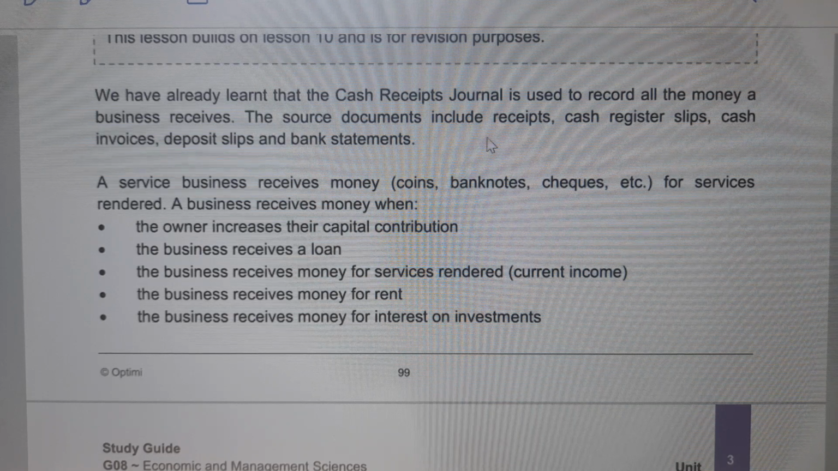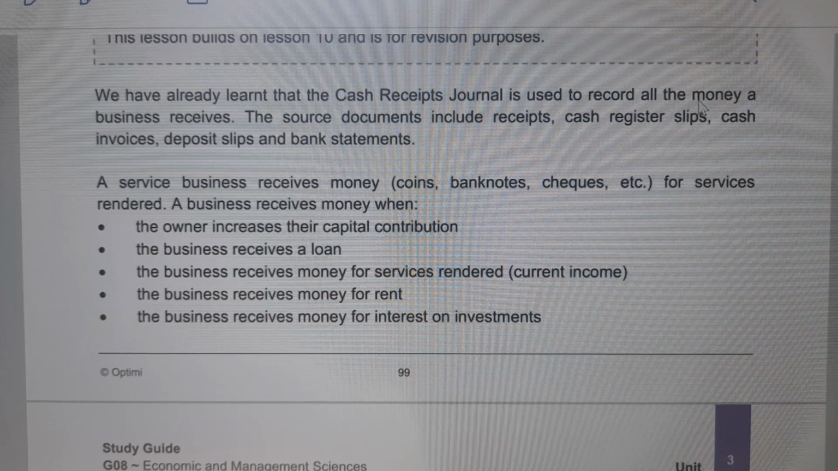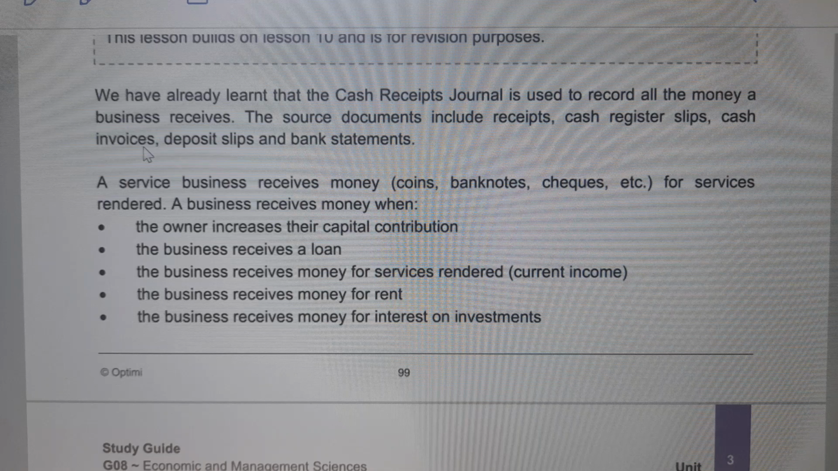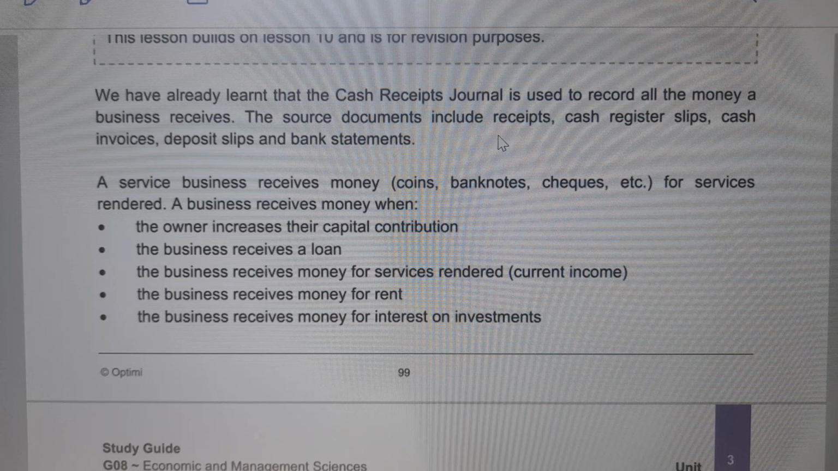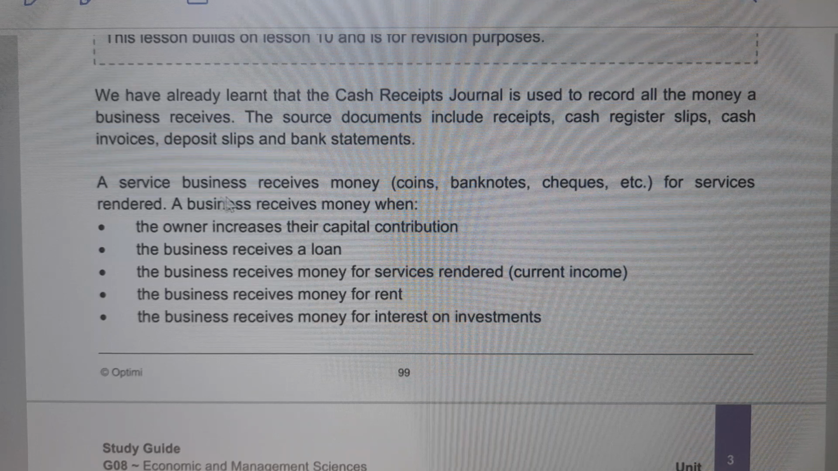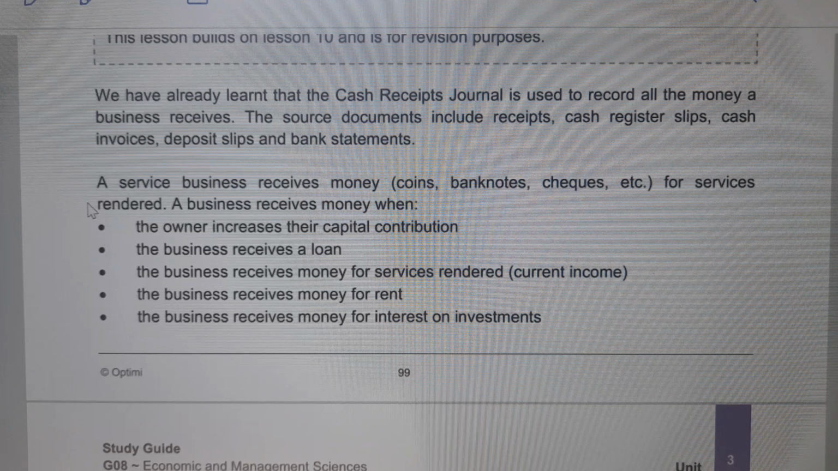The source documents include receipts, cash register slips, which is the CRR, cash invoices, deposit slips, and bank statements. This is what you write in the doc column in the journal. You will see when you get there. A service business receives money, which can be coins, banknotes, checks, etc., for services rendered.